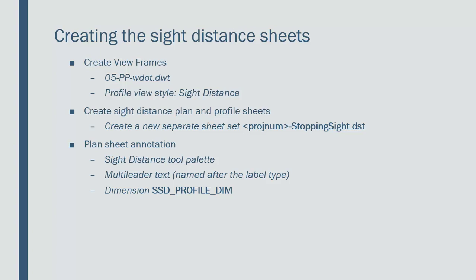We're going to go into the site distance tool palette for much of what we're going to look at here. In there, you'll see that we have multi-leader text. The different text styles are named after the label type that you're getting, so hopefully it'll explain itself as you see them. You'll say, oh yeah, I need that one, or I need this one over here. Also, there is a dimension that we're going to use here. There's one built specifically for this called SSD Profile Dim. It looks a little bit different than a traditional dimension. Well, not terribly different, but a little different. So it's very specific to the way that we want it to look on our sheets here.